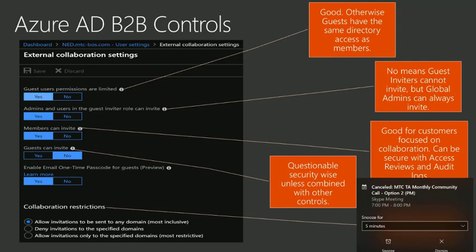But if they don't have anything that's federated, you could send a one-time passcode to invite the guest if they don't have any kind of trusted directory service or anything like that. So that's in preview to make it much easier to invite folks. But again, this is a security control.